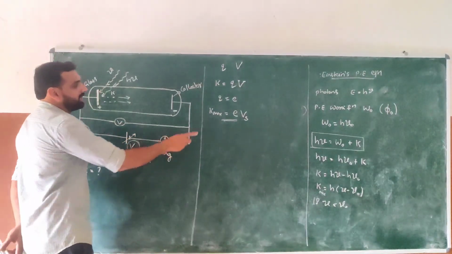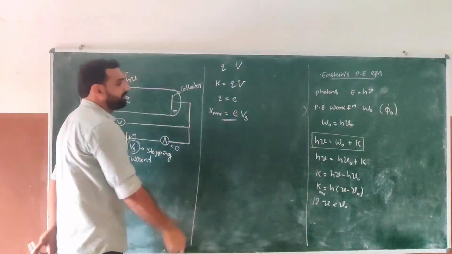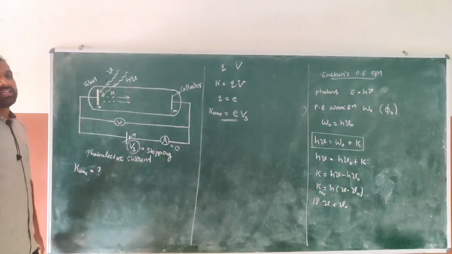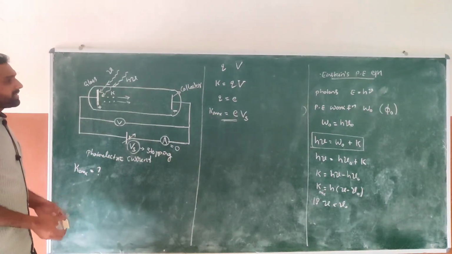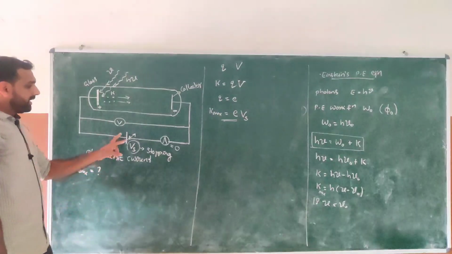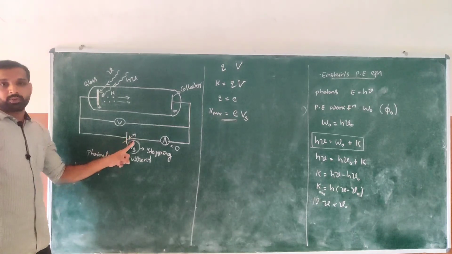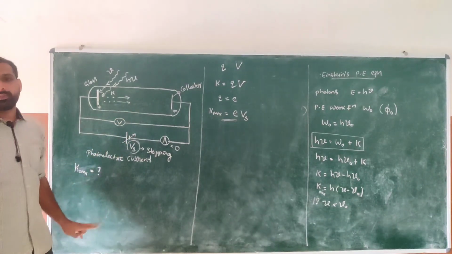So that potential gives K max equal to e into Vs. From this equation, we can calculate the maximum kinetic energy. I think this is clear. This is the simplest explanation for this experimental setup. Initially it will be this negative and this positive, and in order to find the maximum kinetic energy, we can reverse the potential.